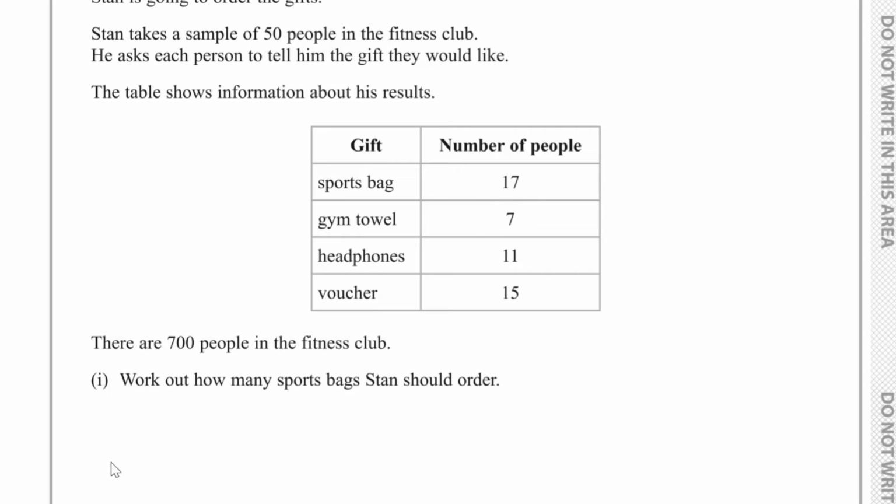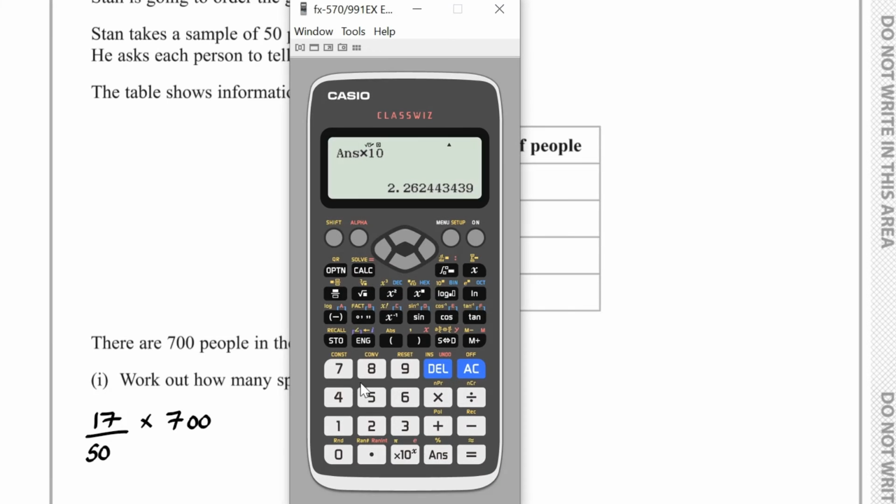Well, the proportion of those who want a sports bag is 17 over 50. And we multiply this by our total number, which is 700. So here 700 divided by 50, I'll just get a calculator. So 17 over 50 multiplied by 700, you'd find this to be 238.